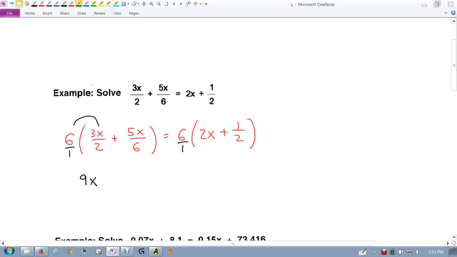What about the next multiplication? Here times here. 6 times 5 over 6, you could cancel the 6's, or you could say 6 times 5 is 30. Divide that by 6 and you get 5. So you get the same answer either way. 5 what though? 5x. And then equals, let's do the other side. 6 through here is kind of easy. 6 times 2, 12x. And then 6 times a half, just 3. So plus 3.